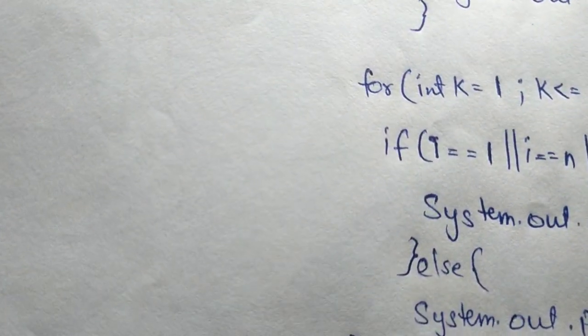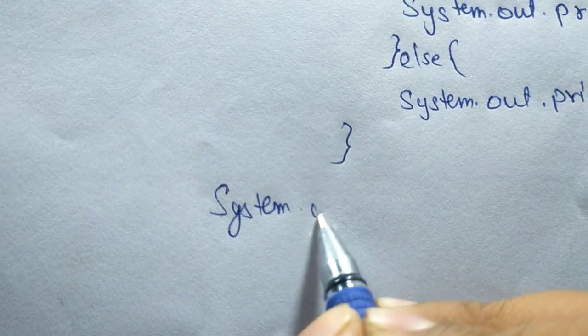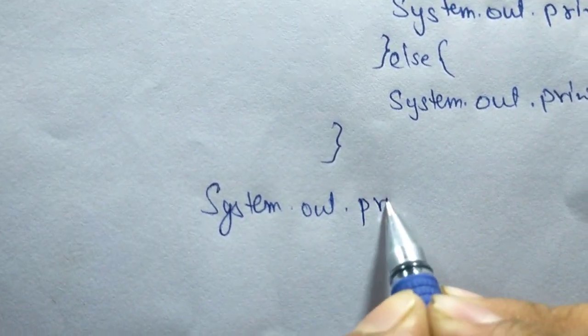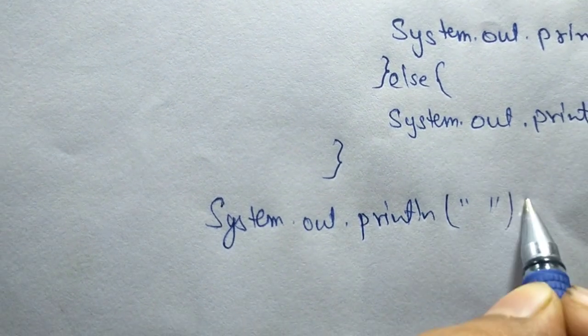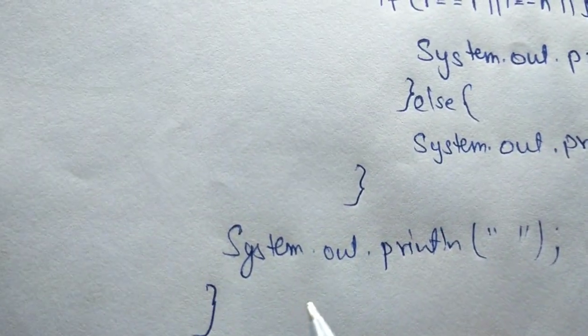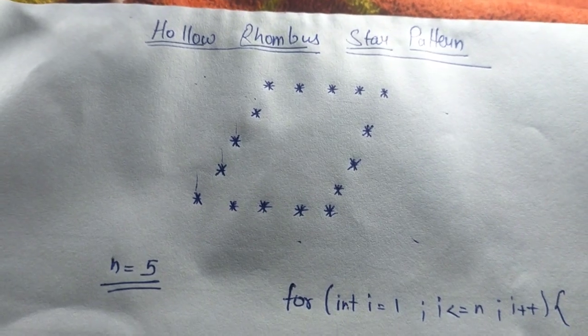After that, we print System.out.println, so we are giving line breaks. Okay, we are closing the loop. So this pattern is basically the hollow rhombus star pattern.